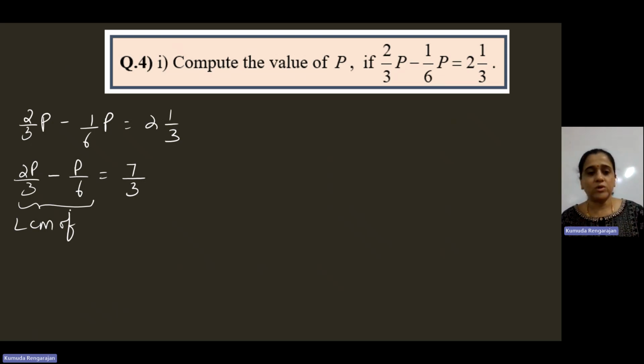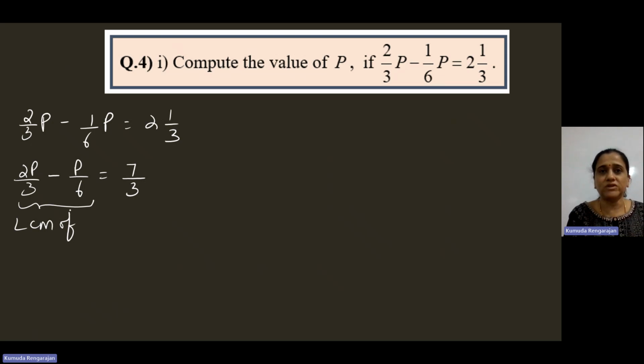Now look at the RHS. What do we have? 7 by 3. What will you do with 7? 7 by 3 is already simple. Is it possible to simplify that further? No, nothing. So 7 by 3 is 7 by 3 on the right-hand side. But on the left-hand side, you have a subtraction. You have 2p by 3 minus p by 6. So there you have to simplify by taking the LCM.